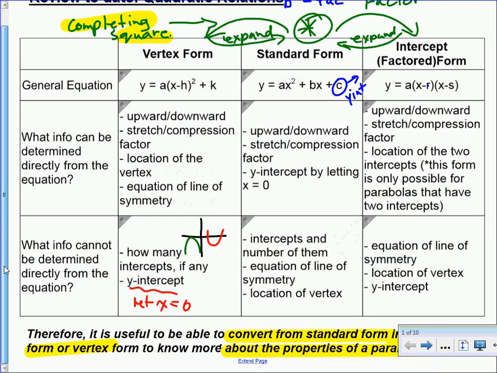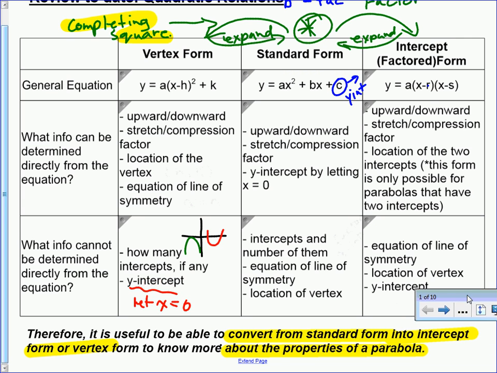Now, what I'd like you to do is take a moment and copy down the information on the bottom portion of this sheet. And then we're going to move on to the next portion of the lesson. Pause here and move on.